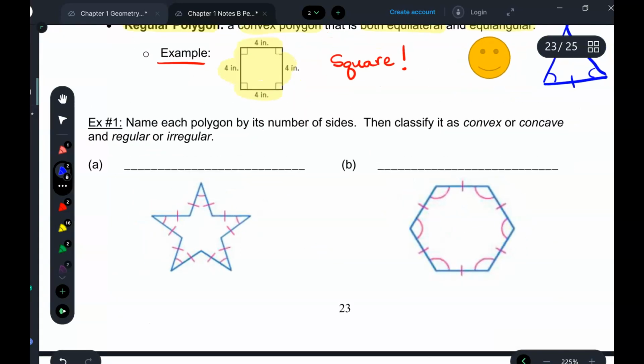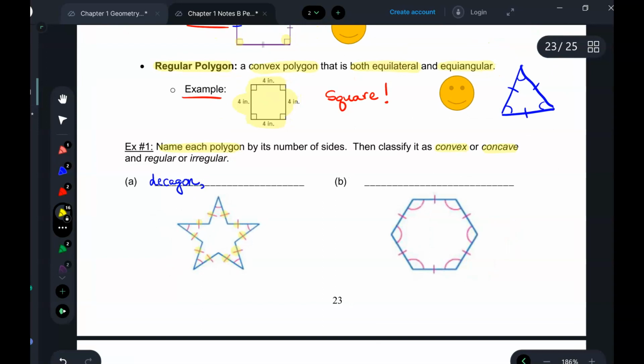Let's go through it. First, we want to name the polygon by its number of sides. So let's see: 1, 2, 3, 4, 5, 6, 7, 8, 9, 10, decagon. So we'll name it first. Next, is it convex or is it concave? Does it cave in? It's concave.